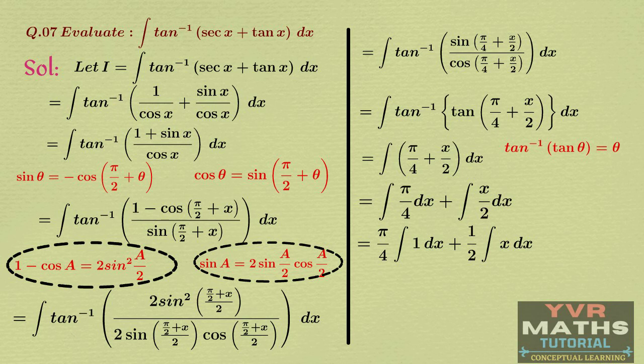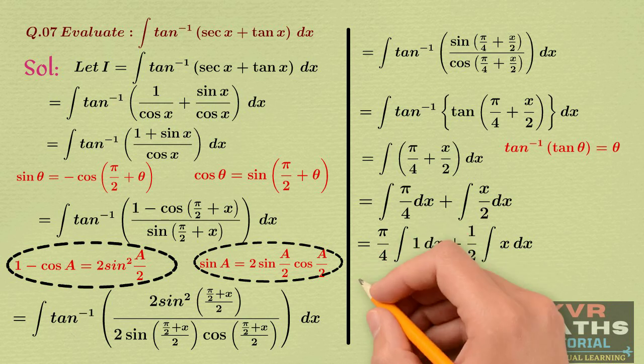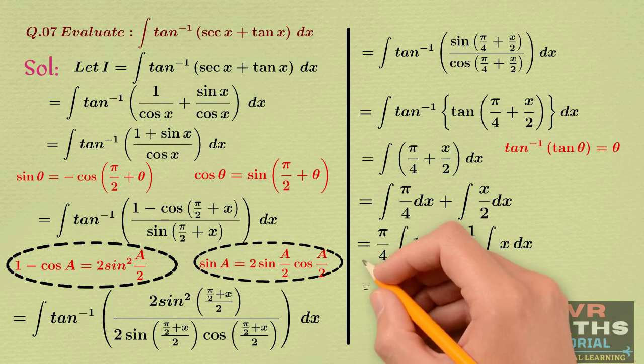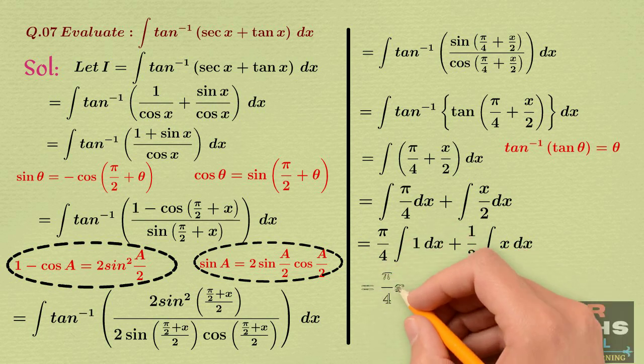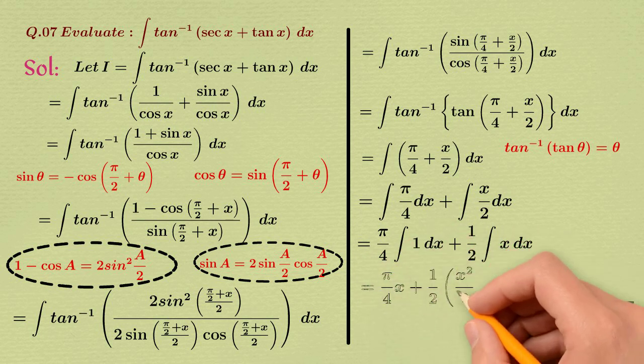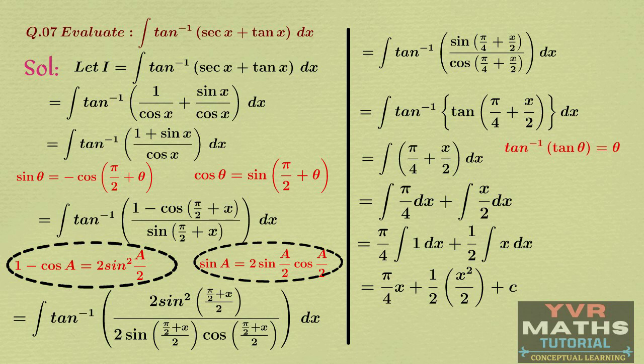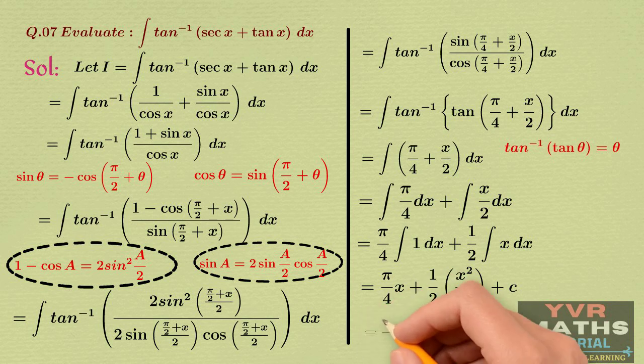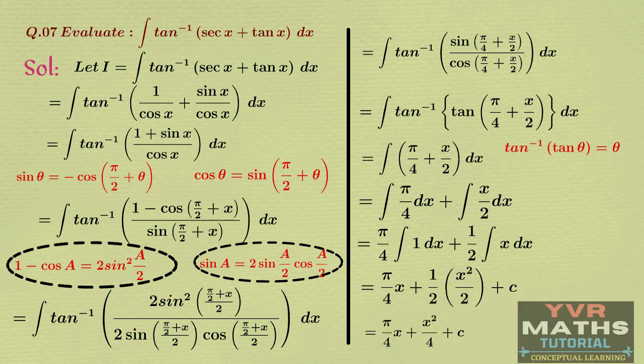Then integration of 1 is x, integration of x is x square by 2. Then the next step is pi by 4 x plus 1 by 2 into x square by 2 plus c. Then the final step is pi by 4 x plus x square by 4 plus c. So this is the final answer for the given question. I hope you understand.